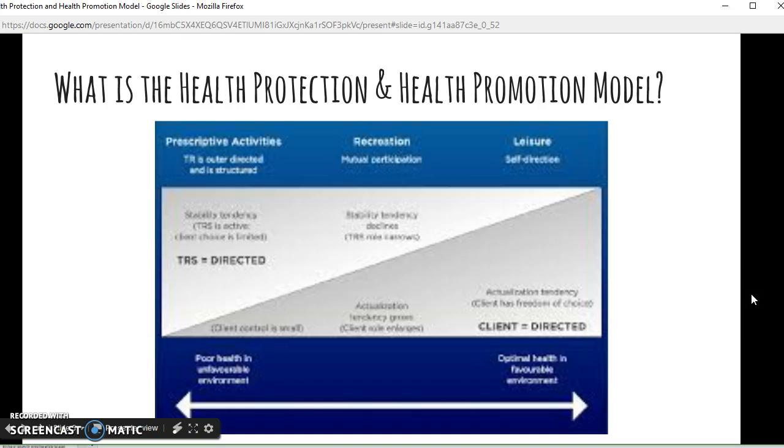All right, so this is the model, and it's kind of blurry, so it's hard to tell what it looks like. But we can see that we have 3 different sections: the prescriptive activities, recreation, and leisure. With the prescriptive activities, it's more the therapeutic recreation specialist directing it. And then as they get closer to the leisure side, it's more the client directing it. And that's what we want. That's the goal of these models, that we want the client to become more independent with understanding their health.